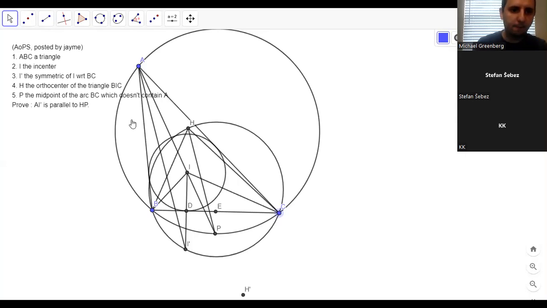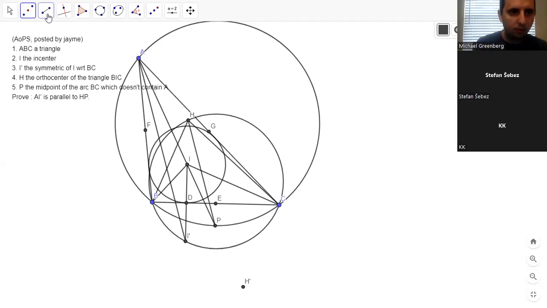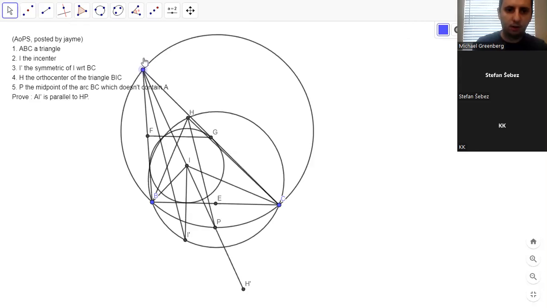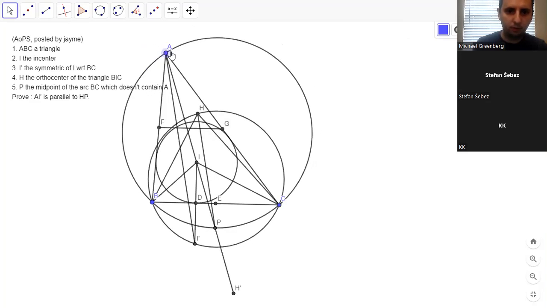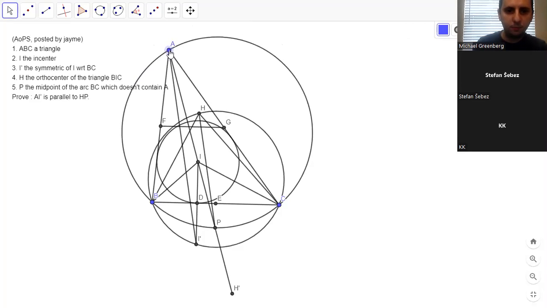Okay. So this should be the polar of H. That's interesting. I think it's a well-known fact that H prime lies on AI, and I think we've proven it before in the session. So FG is the polar. And once we know that, so this is a parallelogram.